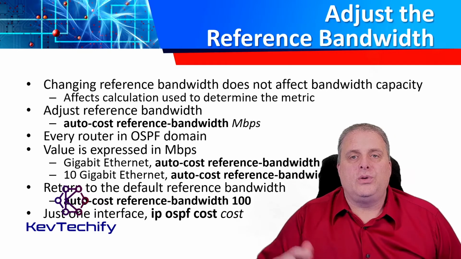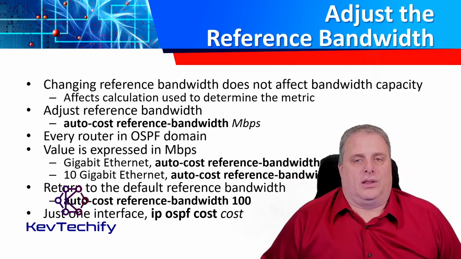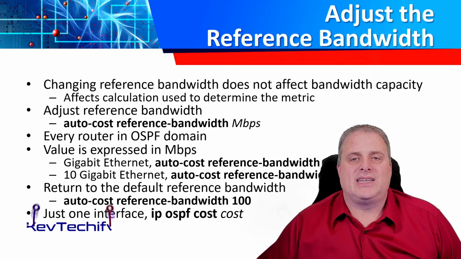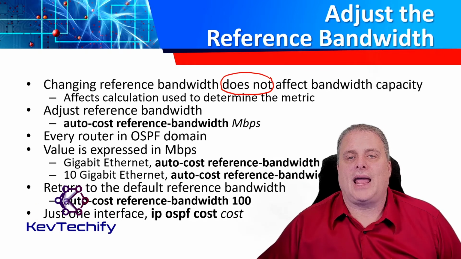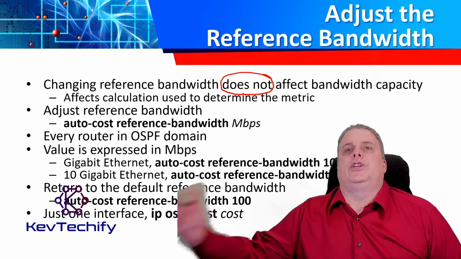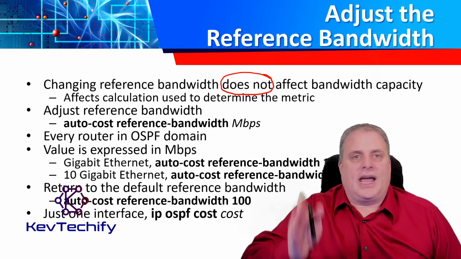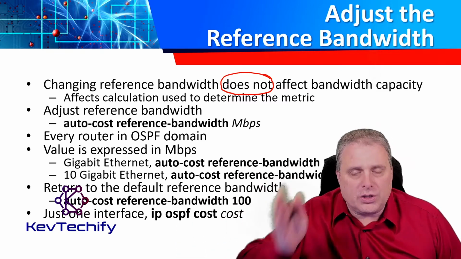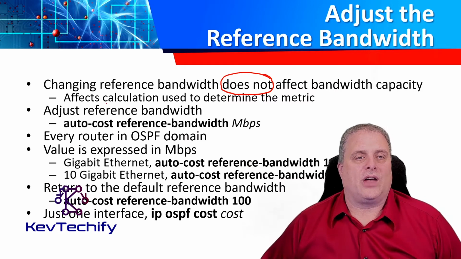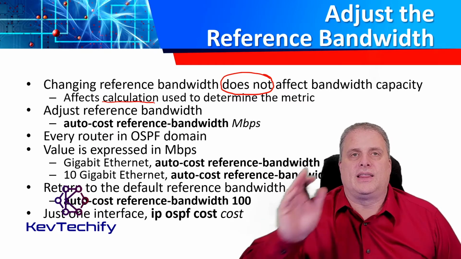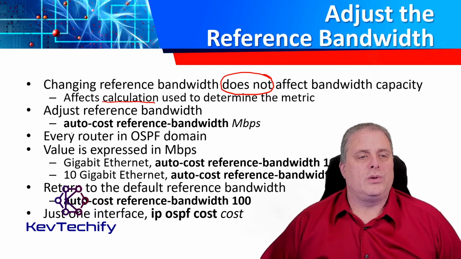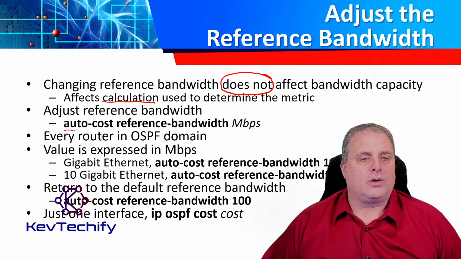What we can do now is adjust that reference bandwidth. The thing to note about adjusting our reference bandwidth is that it does not affect the actual bandwidth. If you change that reference bandwidth, it's not actually going to change the 10 gig connection into something else. It's still going to be that 10 gig connection. It just affects the calculations here to give us the value for our cost metric. To adjust the bandwidth, the command here is auto-cost.